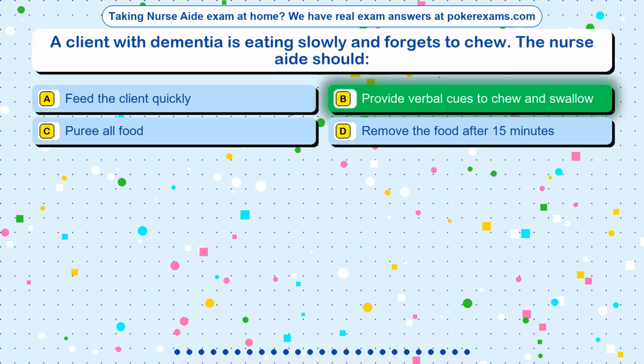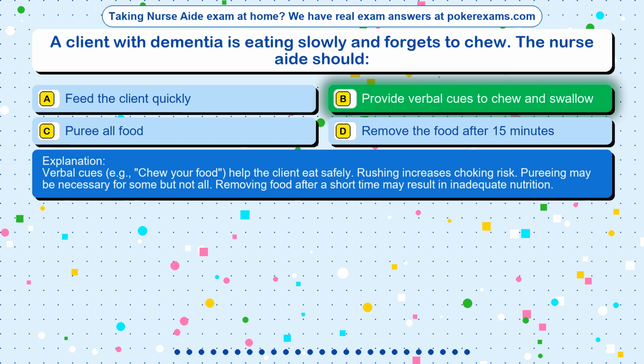The correct answer is option B. Provide verbal cues to chew and swallow. Verbal cues. Example: chew your food, help the client eat safely. Rushing increases choking risk. Pureeing may be necessary for some but not all. Removing food after a short time may result in inadequate nutrition.